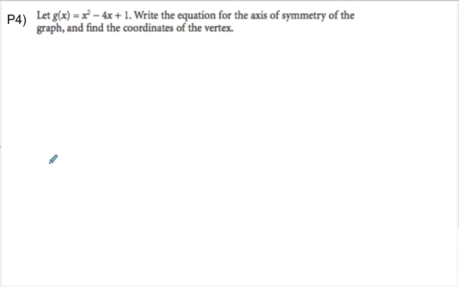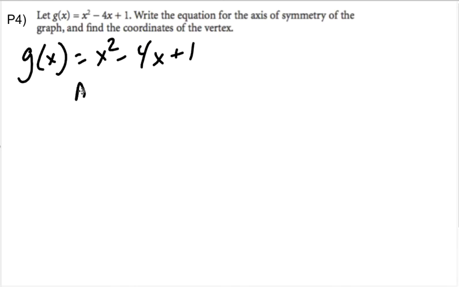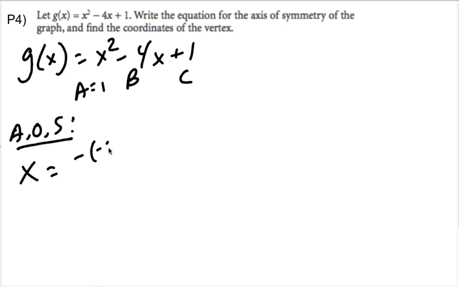All right, let's go ahead and do P4. You can try it without me if you'd like. So this is already written in standard form. My a is 1, my b is negative 4, my c is positive 1. So my axis of symmetry is going to be x equals negative b, which will be the negative of negative 4, over 2a. So it's going to be 4 over 2, or 2.